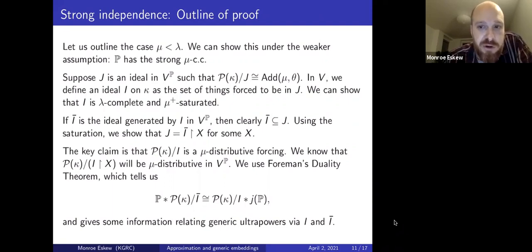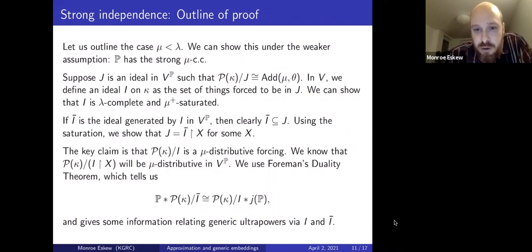And there's a general argument dating back to the 70s by somebody, maybe Baumgartner, I forget, that so you have a saturated ideal I bar and you have some larger saturated ideal J. J is actually just a restriction of I bar to some positive set X. Okay, so we have a more concrete description of J in terms of a ground model thing. Now the key claim is that this P(kappa) mod I in V is mu distributive.